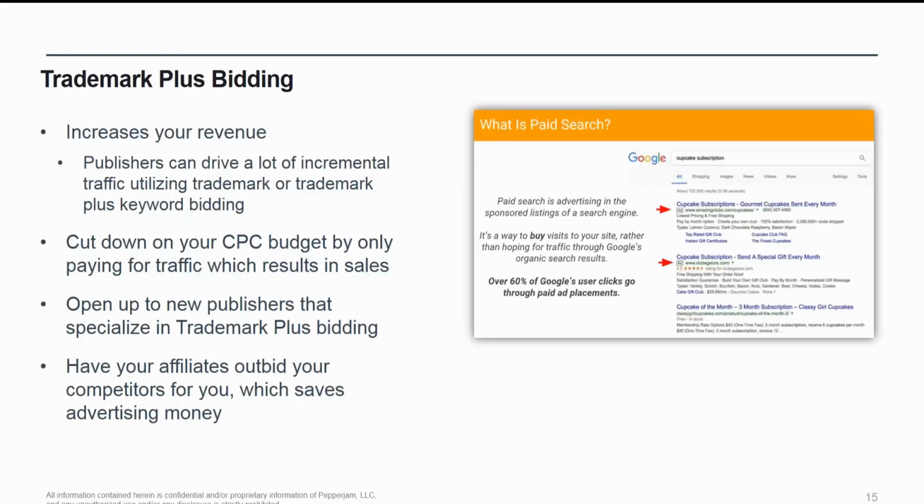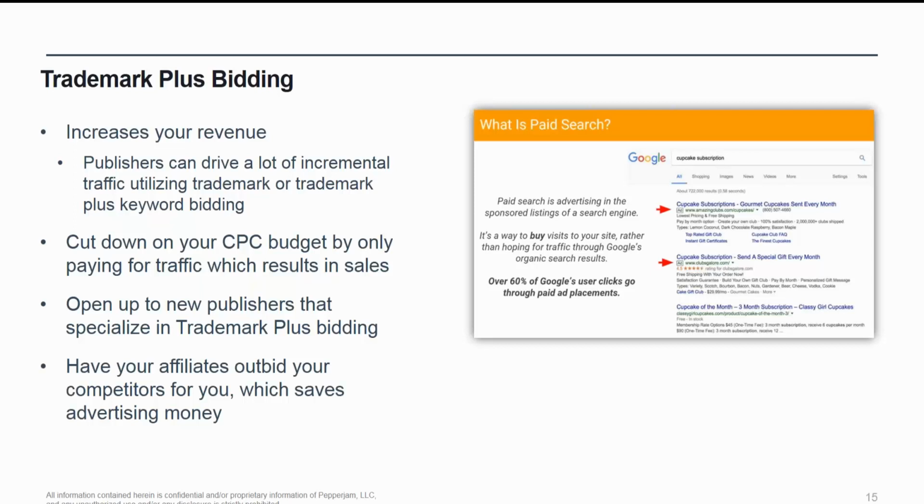Some of the best things to take a look at when you're viewing publishers that offer trademark plus bidding opportunities is that this can increase your revenue. Publishers can drive a lot of incremental revenue and traffic by using that, and it also helps cut down on your CPC budget because you're only paying for the traffic that's resulting in sales. It opens you up to new publishers that specialize in this, and I have a screenshot here from a publisher called Wickfire that specializes in this type of TM plus search opportunity.